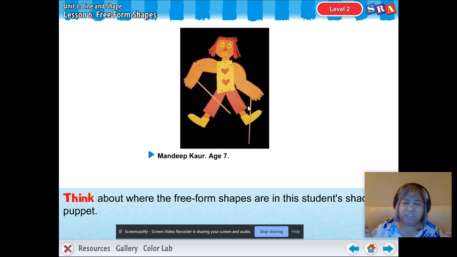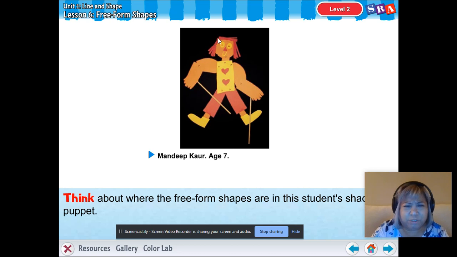But if it wasn't attached to the piece of paper, he could take it and move the arms and stuff like that. So there's an arm that's separate, and there's like a little brad or a little thing connecting it to his hand, and you'd connect these little metal pieces to parts that you would want it to move. Okay, think about where the freeform shapes are in the student's shadow puppet.